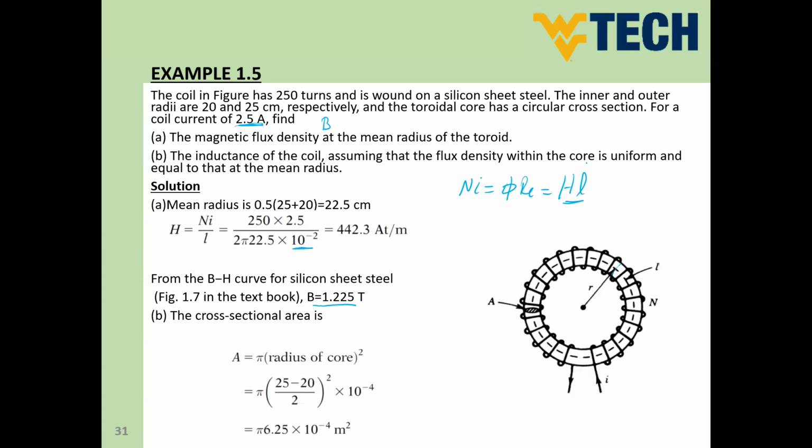Actually, without mentioning all of that, we all of the time assume that the flux is uniformly distributed around our core. This is the ideal case, but for undergrad level, all of the time we will assume the simple model of the magnetic circuits, okay?